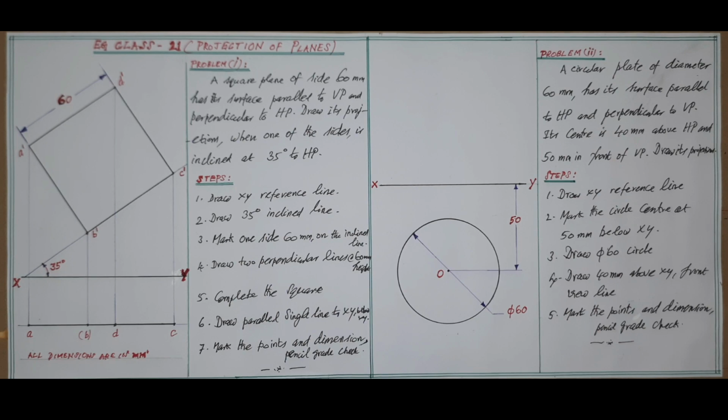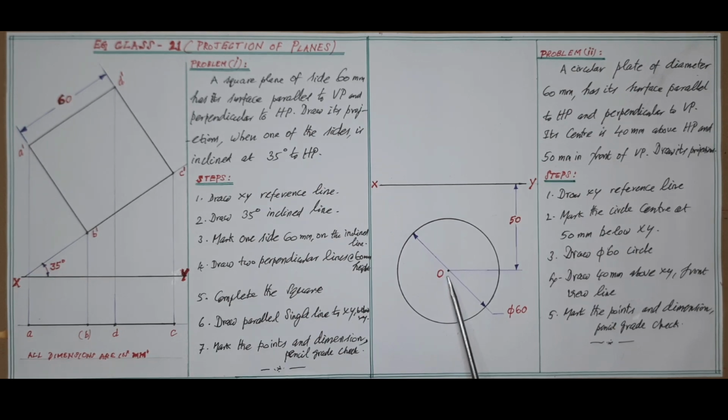Based on the given data in the problem, first the true shape and size should be drawn. For this, drawing the top view first would be suitable. Hence, first draw the reference line XY. Then, as given, mark a point at 50 millimeter from XY, that is below XY, since it is given in front of vertical plane. This point is the center of the circle given.